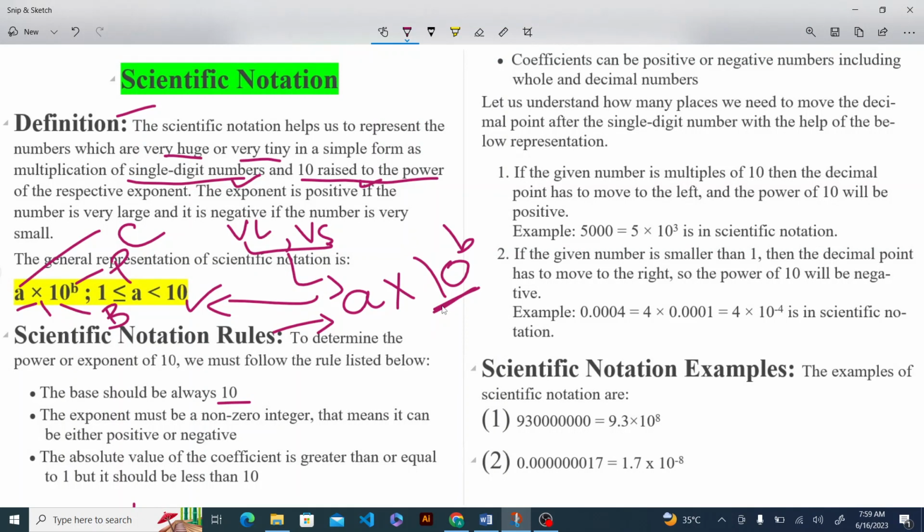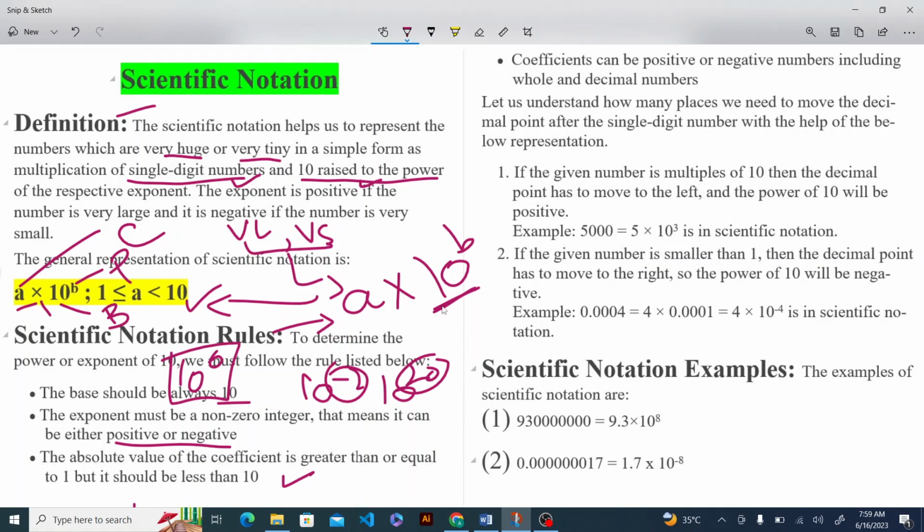That means it can be either positive or negative. Means 10 raised to power minus 2 can be there, 10 raised to power 20, or any negative or positive number, but it should be non-zero. It can't be 0. 10 raised to power 0 can't be there. Okay, the third rule is the absolute value of the coefficient is greater than or equal to 1, but it should be less than 10.